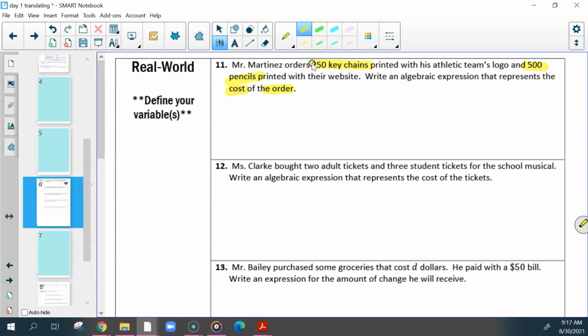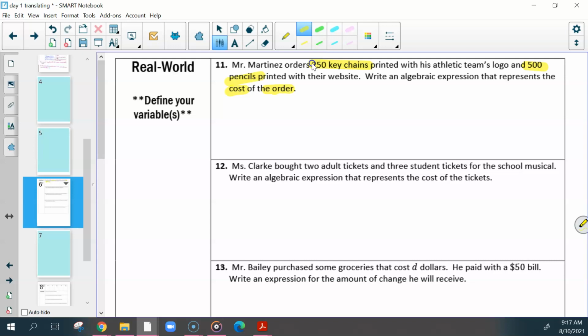How do you know how much it will cost? Like, one for each keychain and pencil, or what? So we're not solving it, but if we were solving it, we could find that answer. But in this case, we are going to set up an expression that, if we knew all the pieces, we could start solving. If we're looking for the cost of the order, what operation are we going to use to find that cost?